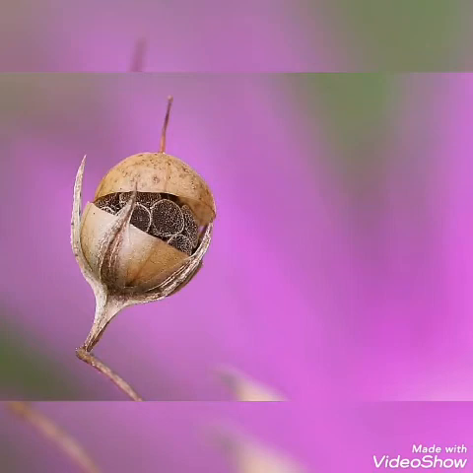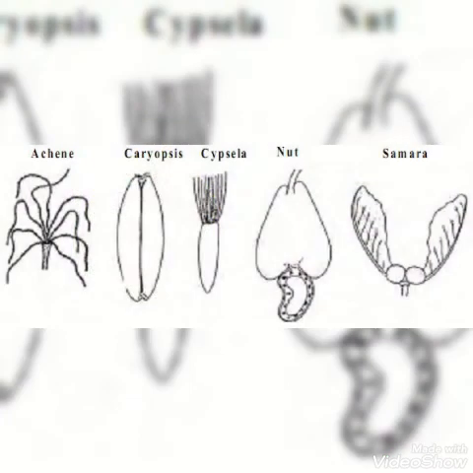Next, moving to our dry indehiscent fruit. Dry means not juicy. Dehiscent, indehiscent. In indehiscent, the fruit does not rupture to release seed, whereas in dehiscent, it ruptures to release seed. First one is caryopsis. Examples are grains like maize, rice, etc.